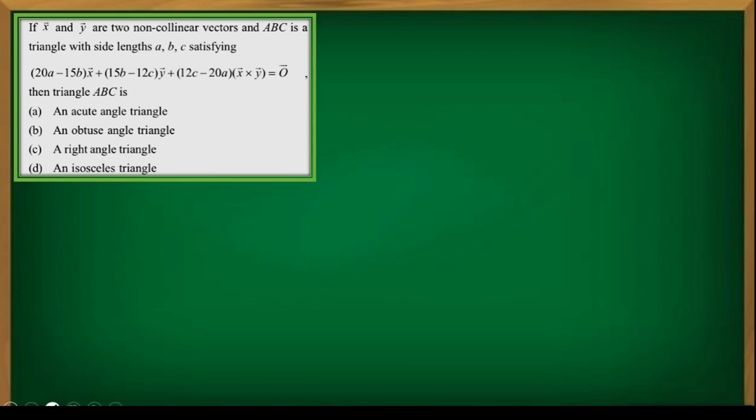What about this? If x bar and y bar are two non-collinear vectors, and triangle ABC has side lengths a, b, c satisfying this condition. Check here: (20a minus 15b) x bar plus (15b minus 12c) y bar plus (12c minus 20a) times another vector, x bar cross y bar, equals 0 bar.